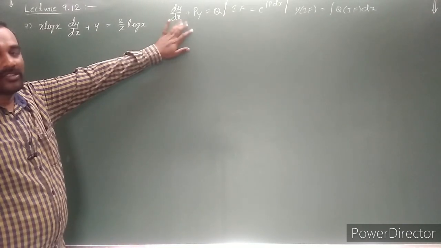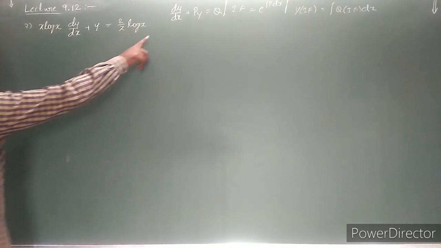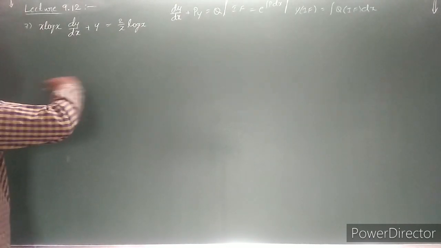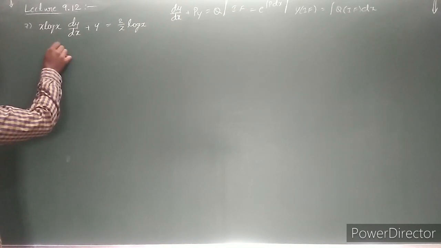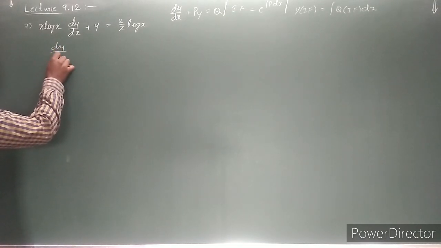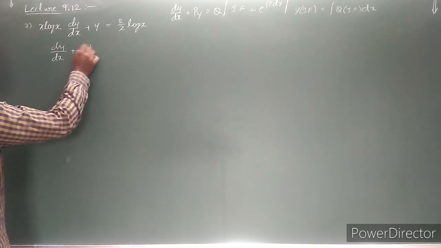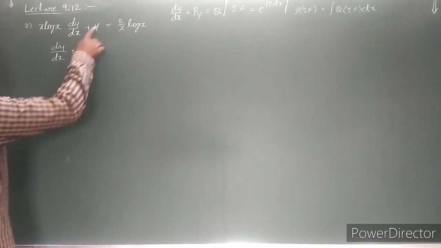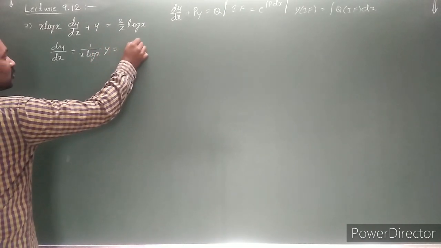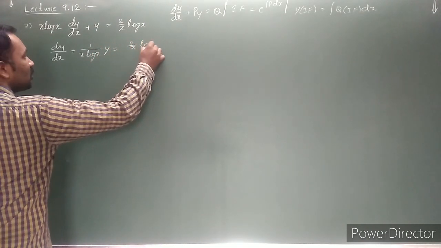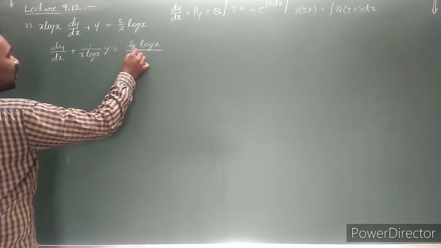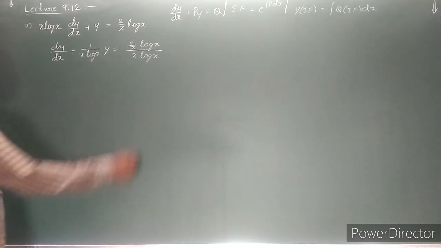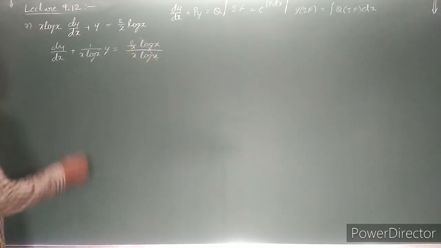First of all, we need to convert it into the standard form. To do that, the coefficient of dy/dx should be 1. Here it is not 1, so divide throughout by x log x. So I write dy/dx plus y divided by x log x, as it is, equals 2 divided by x log x times x log x. Here, log x will cancel.